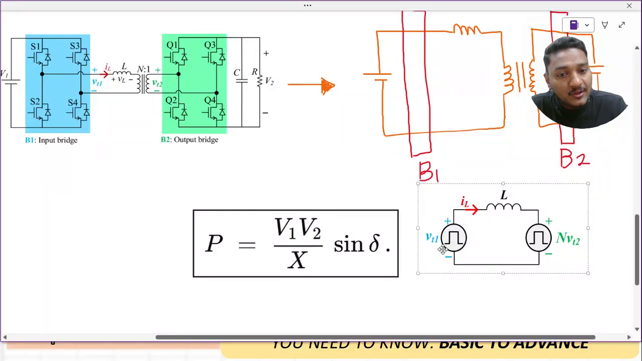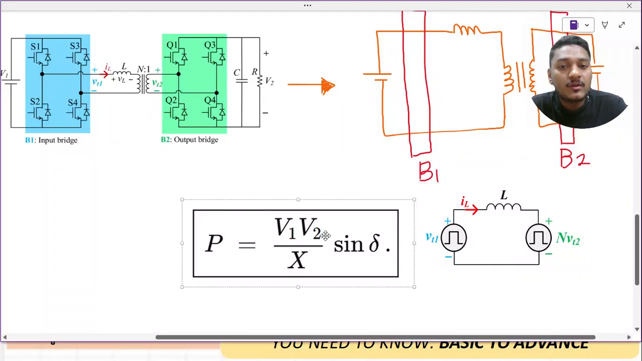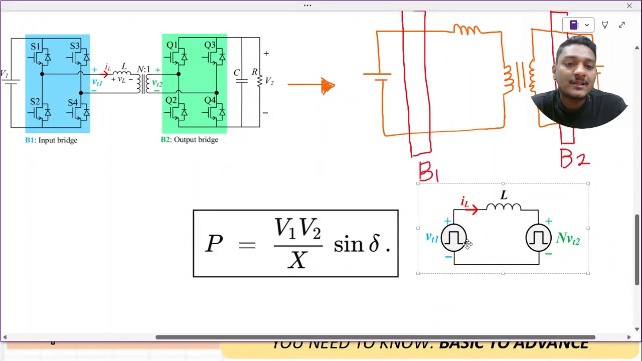Yes, even though some voltage is there, I will use this particular formula: P equals V1 V2 by X into the sine of delta. Now in this particular case, what is the angle of V1 of t, and what is the angle of V2 of t? This will determine whether power will flow from primary to secondary or secondary to primary.